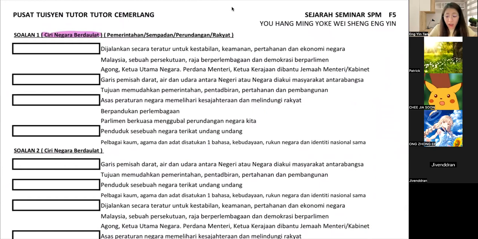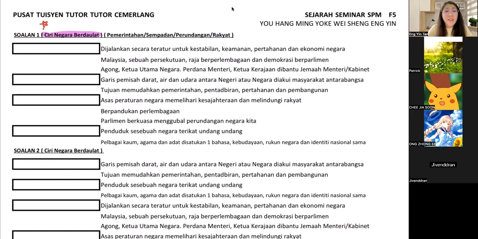Ciri Negara Berdaulat. Now, I will say this is quite special. Very, very special. Why I say very special, meaning sometimes they may not directly ask you, apakah ciri-ciri bagi negara yang berdaulat? They are not asking a question like that. They may give you information about Malaysia as a country, and then ask you, do you think Malaysia is a negara yang berdaulat? Explain. Silakan. They will ask you to explain like that.